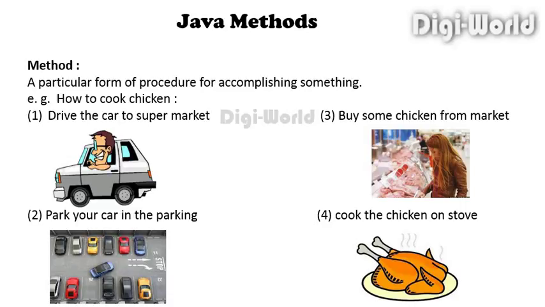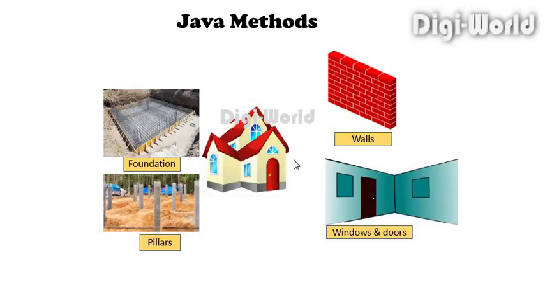Let me give you one more example. Suppose we want to build a house, what procedure will we follow? First, we will lay the foundation for our house, right? Then we will build pillars around it, then build walls around it, and then fix windows and doors in those walls, right? So these are the basic procedures we will follow. There may be some different procedures, like building a roof and some other stuff in the house, but these are the basic procedures we will follow, right? So these are the methods through which we build our house, right?